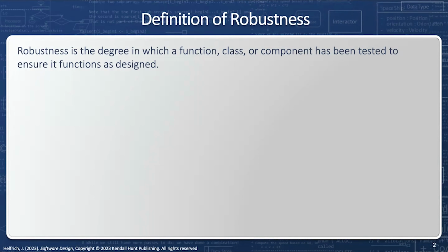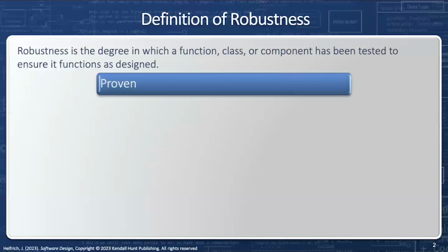Hello, I'm James Helfrich. The robustness quality metric tells us the level of assurance we have that the given block of code works as expected. This video will give several examples of code at various levels of robustness and show how additional levels of scrutiny give us more assurances that our code works as expected. Robustness is the degree to which a function, class, or component has been tested to ensure that it functions as designed, and we have 5 levels of robustness.